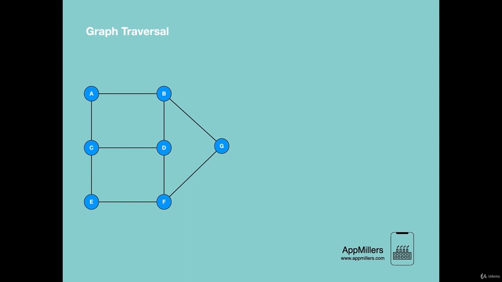Now in this lecture we will look at graph traversal. The graph can be traversed in 2 ways. The first traversal is BFS, which stands for breadth first search, and the second way of traversal is DFS, which stands for depth first search. So when we say graph traversal, we basically mean the process in which each vertex of the graph is visited.